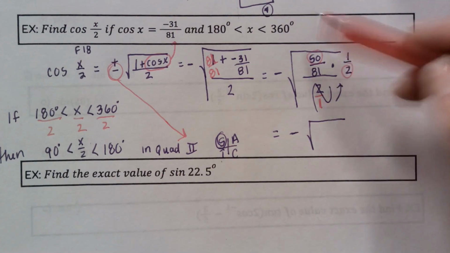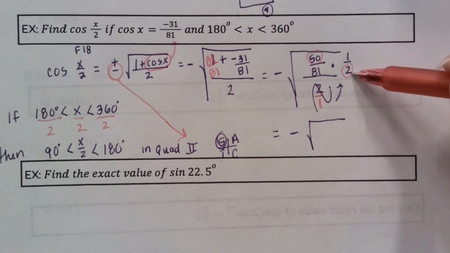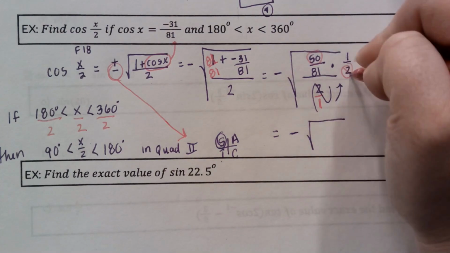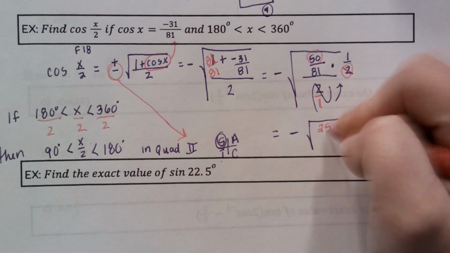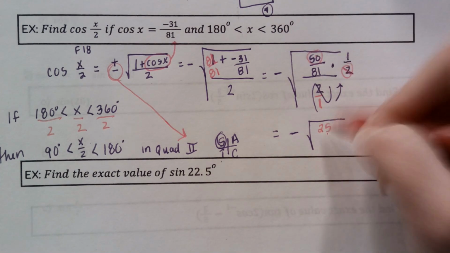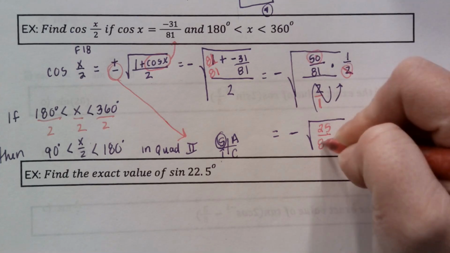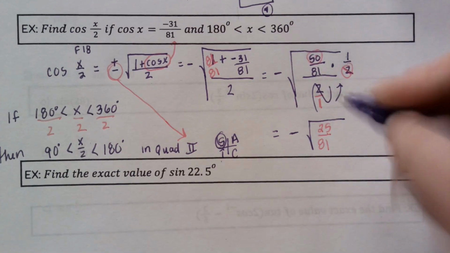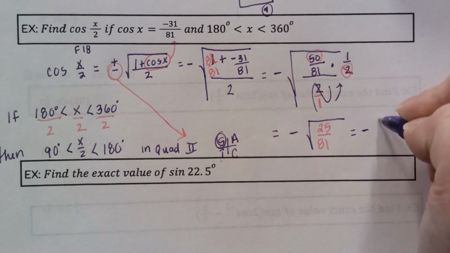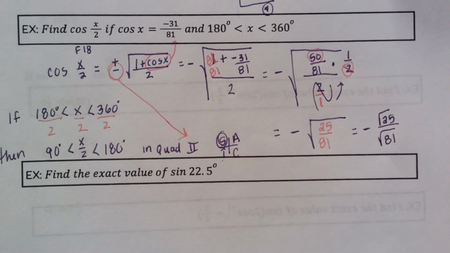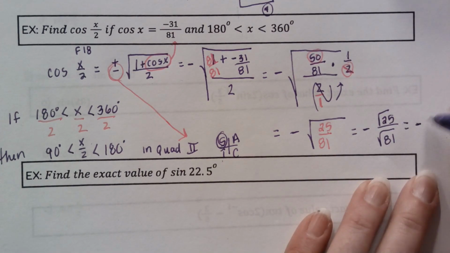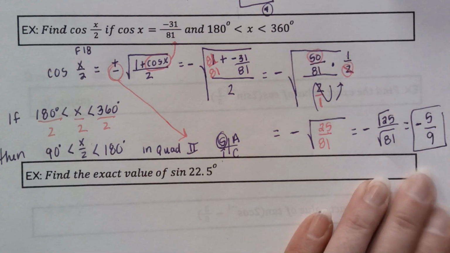And since I have a 50 on the numerator and a 2 on the denominator, I can take this 2 out, and then that 50 becomes a 25. So basically 50 divided by 2 is 25. I still have the 81 on the bottom. And I know that since this is the square root of a fraction, I can do the square root of the numerator over the square root of the denominator. And I know the square root of 25 is 5. I know the square root of 81 is 9. So my final answer is -5/9.